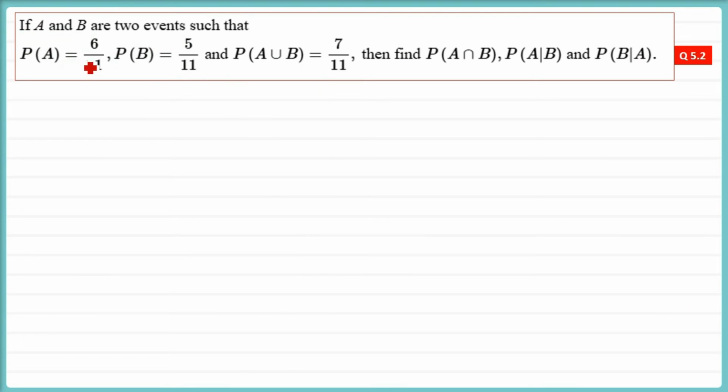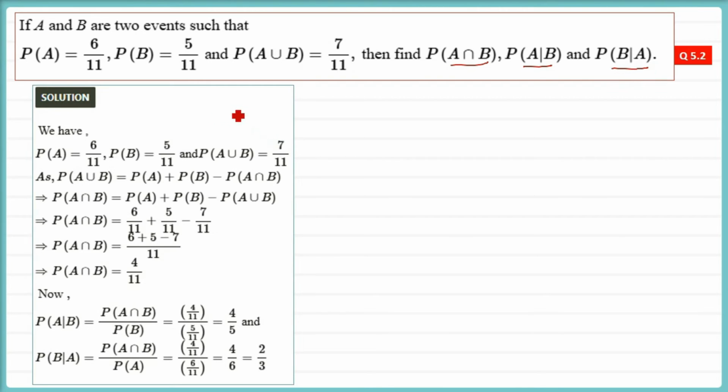A and B are two events such that P(A) is given, P(B) is given, P(A union B) is given, P(A intersection B) and P(A by B), P(B by A). Now we have just completed a question like this. So I would like you to refer to that question when the value has changed. Other things remain the same. And if you have any problem, just take this reference or let me know. We can do it again.